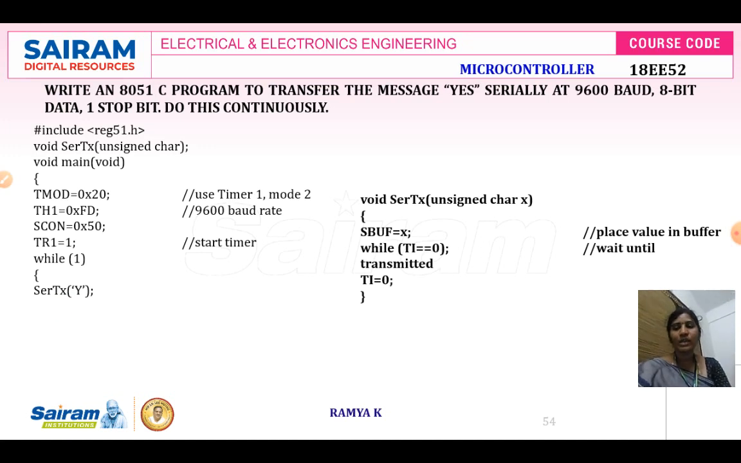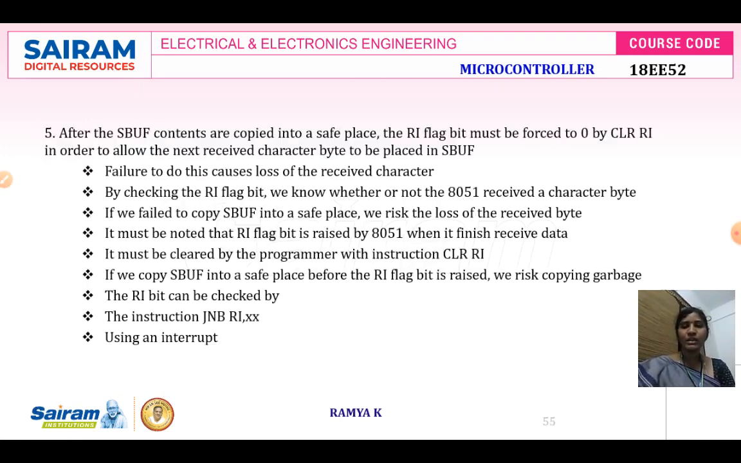The next line of your main is going to be SERTX for E. So again one more function call is made. When this line is executed, the control gets transferred to the void SERTX unsigned char function. This complete function will be executed until your E is transmitted, and again after the TI flag is set, it is cleared and it comes to the next step. Likewise, all the data is transmitted, and it is executed in Keil software.